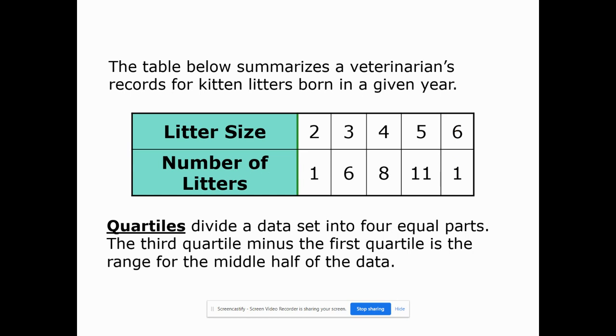What we need to do with the box plot is divide our data into what we call quartiles. Now, quart means 4. So when we find quartiles, we're dividing our data set into 4 equal parts. The third quartile minus the first quartile is going to be the range of the middle half. We'll talk about that once we look at a box plot, okay?